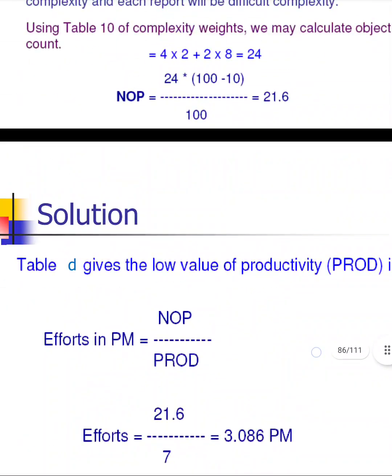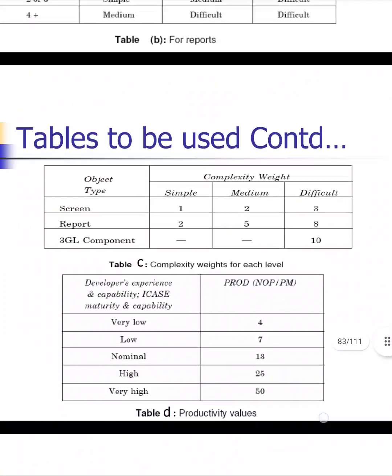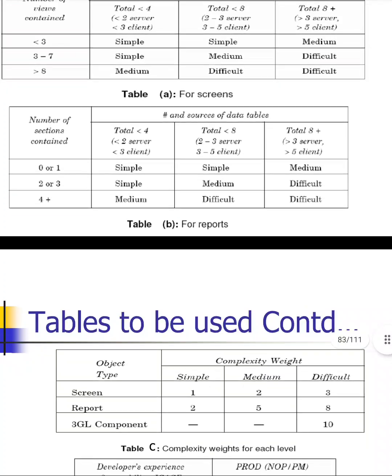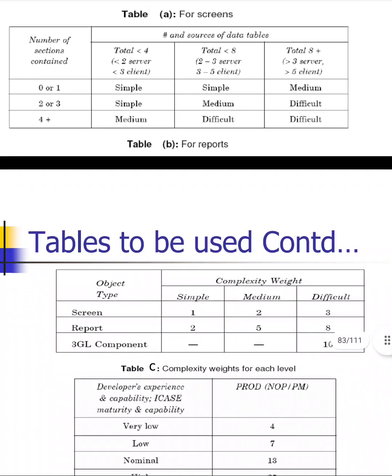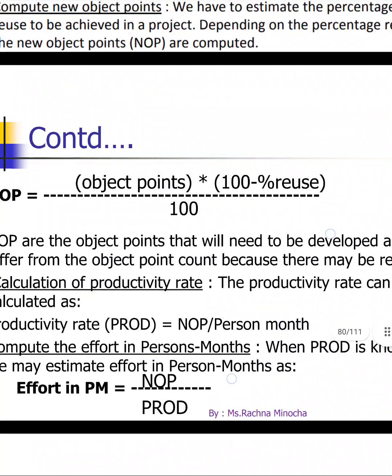I hope you have understood this, and to calculate the new object points, you must remember these tables with the values which are given for the screens, the values which are given for reports so that you can find out the level of difficulty. Once you get the level of difficulty, you must remember this table for screen, reports and 3GL components, and then you have to work. I hope I'm able to resolve your problem.